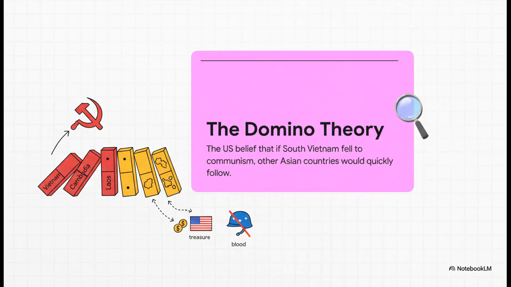If you want to understand why America got so deeply involved in Vietnam, you have to understand this one idea, the domino theory. Seriously, this is absolutely central. American leaders genuinely believed that if South Vietnam fell to communism, it would be the first domino in a chain. Laos would fall, then Cambodia, then Thailand, and so on. In their minds, they had to make a stand in Vietnam to stop the entire region from turning red.